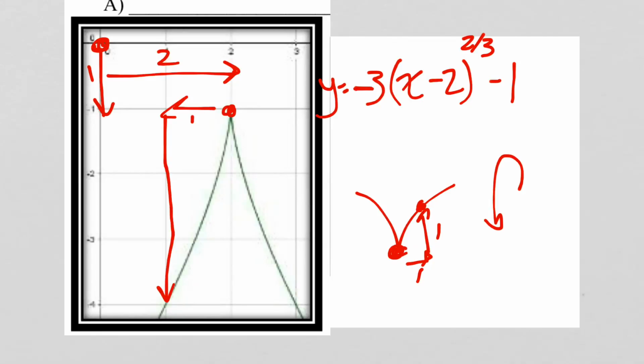We don't need to identify domain and range, but we could if we wanted to. Domain would be all real numbers. Range would be all real numbers that are less than negative 1.